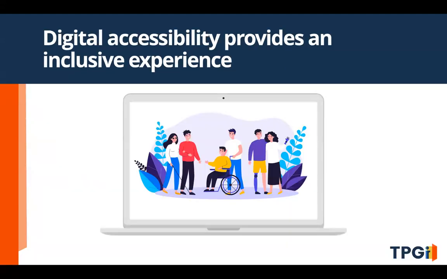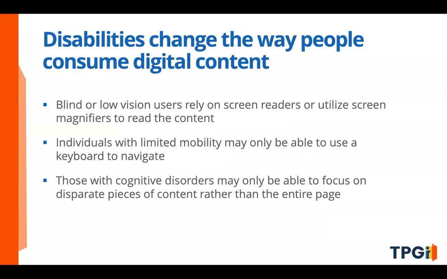So getting into it, what is digital accessibility? Really, digital accessibility is providing inclusive experiences for all. The World Bank estimates that about 1 billion people worldwide, roughly 15% of the population, has some level of disability, whether that's a visual, hearing, motor, or cognitive disability. When we think about creating digital experiences, we think about providing inclusive experiences for all, because disabilities change the way people consume digital content.